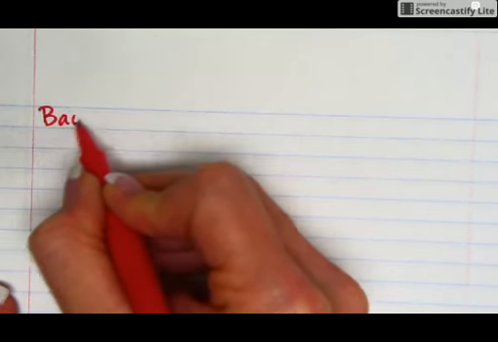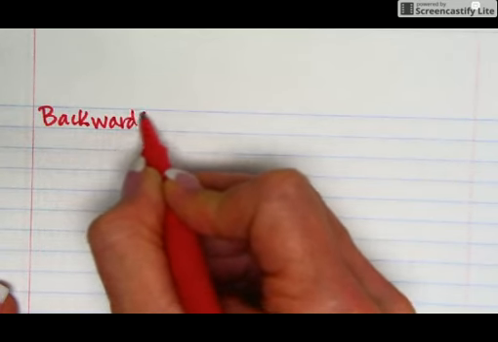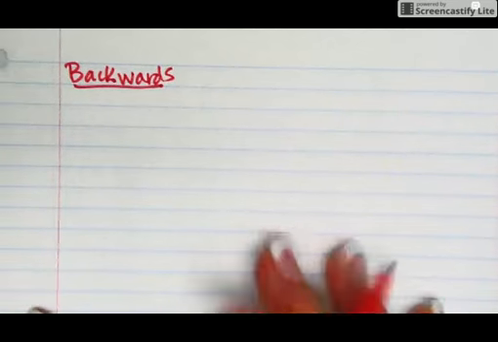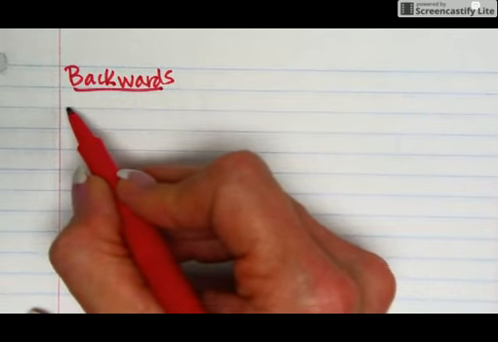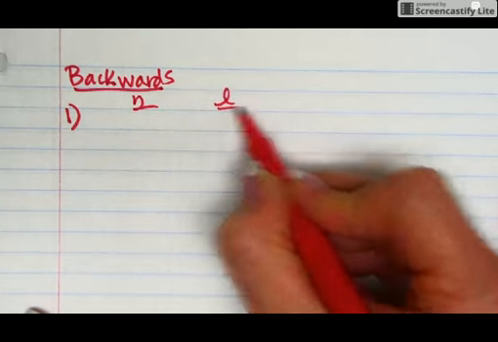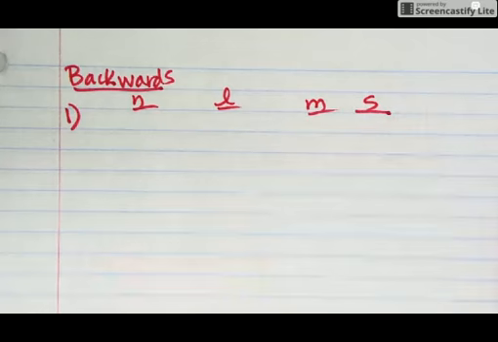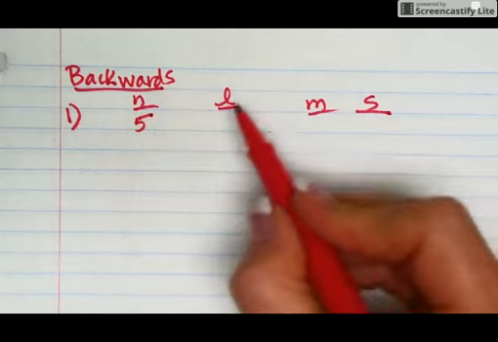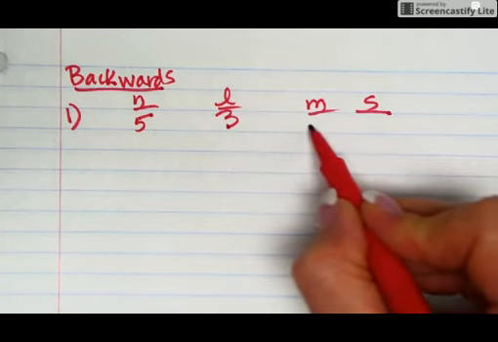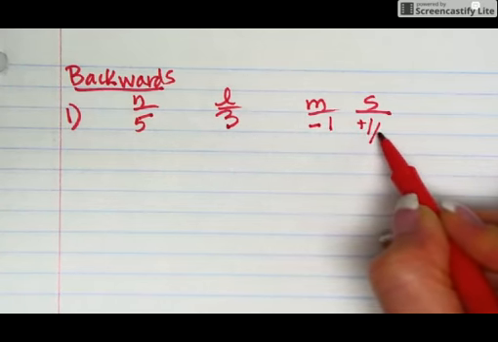I want to show you how to go backwards because there's a couple of questions that have you going backwards. So let's just say if I give you the quantum numbers, how would you go backwards? So you might want to write this down on the back of your homework or in your notes. So going backwards. Let's say if I give you N, L, M, and S. And if I tell you that N is 5, L is 3, M is -1, and S is positive 1/2.